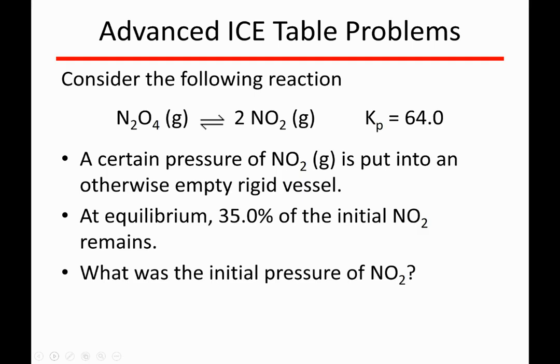We're told that a certain initial pressure of NO2 is placed into an otherwise empty container, meaning that there is no N2O4 initially. We're told that at equilibrium, 35% of the initial amount of NO2 remains, and we're asked to determine what the initial pressure of the NO2 was.